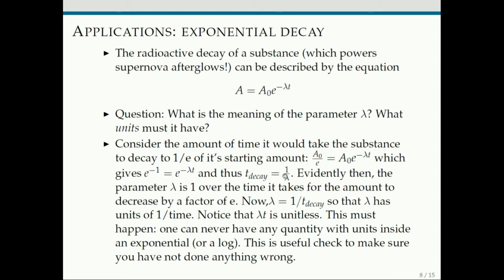Since lambda, we can rearrange this, is 1 over t decay, lambda must have units of 1 over time, because t, of course, has units of time. But that means that the product, lambda t, is unitless, right? It does not have any physical units. And this is exactly what must happen. One can never have any quantity with units inside an exponential or a logarithm. This is a useful check to make sure that you have actually not done anything wrong.